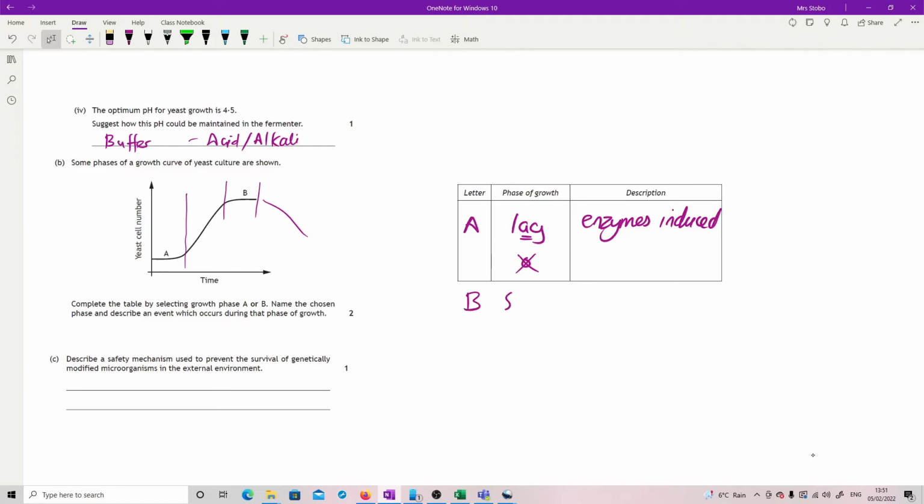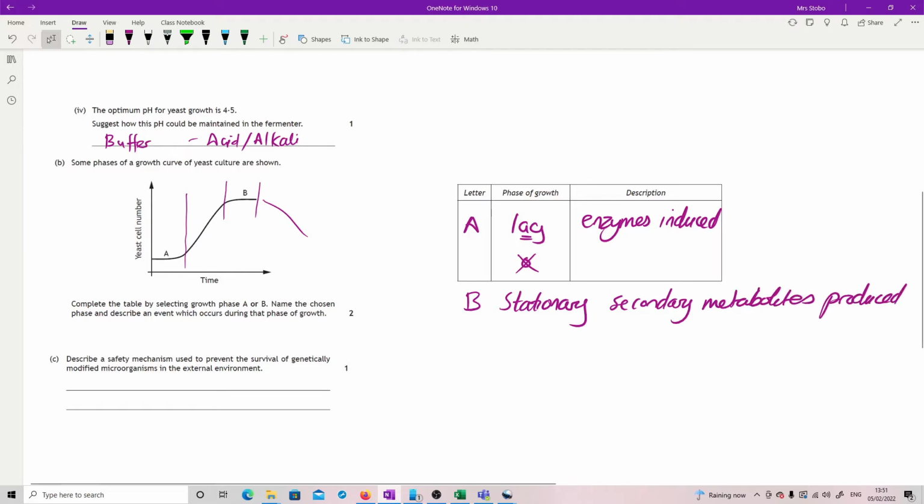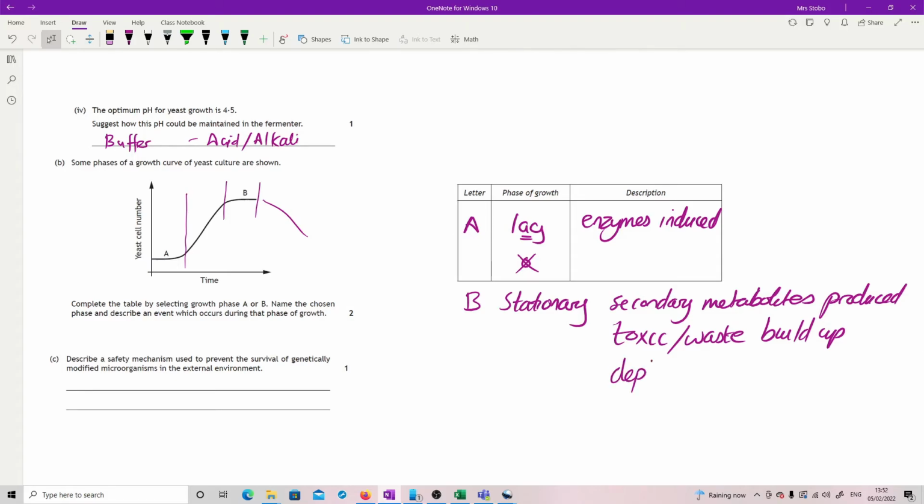Okay, if you went for B, then you're going to say it's stationary. And if it's stationary, I think your best one to go for is secondary metabolites produced. But you also could reasonably say that we get toxic byproducts or toxic products build up, or waste build up. Okay. And in the mark scheme, they also allowed that we get depletion of resources. In fact, that was the first one they said.